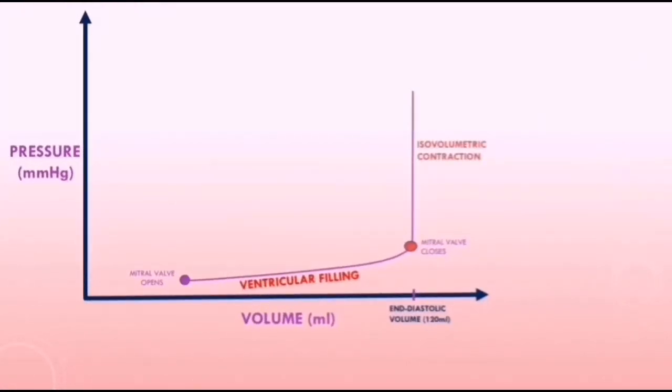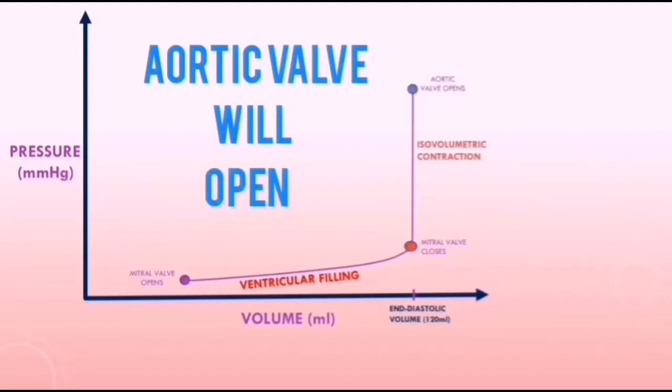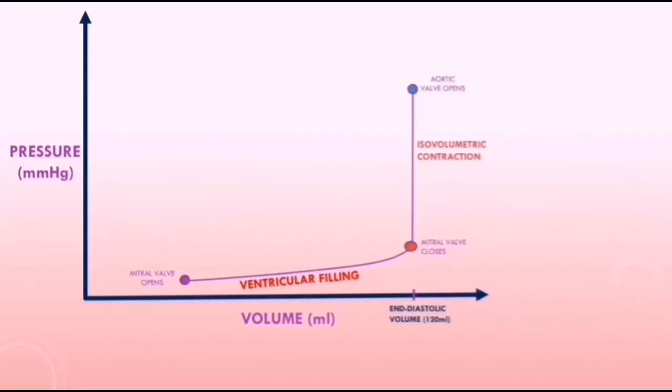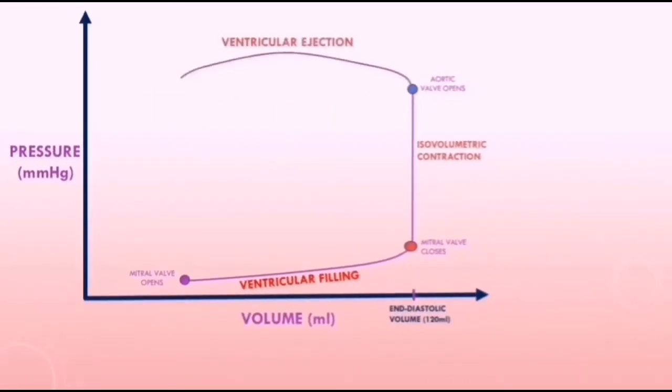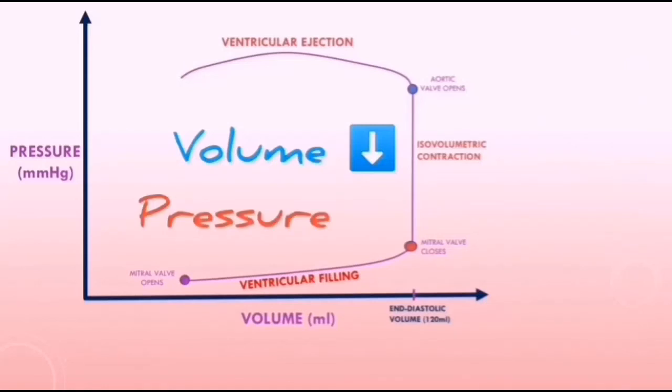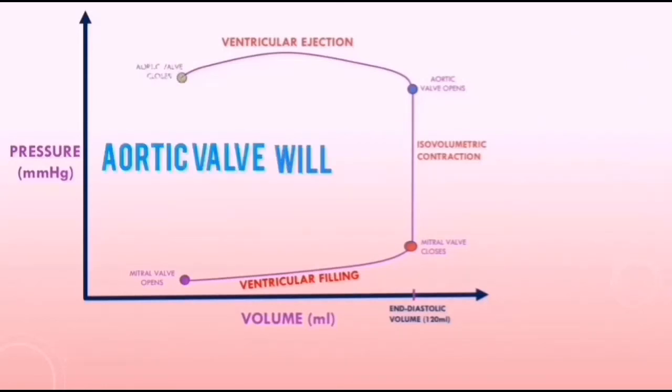The pressure in the ventricles will continue to increase, and eventually the pressure in the ventricle will rise above the pressure in the aorta, and then the aortic valve will open. The ventricle will continue to contract, and the blood will start to get ejected into the aorta. The volume in the ventricle will start to decrease, and eventually the pressure in the ventricle will decrease below the pressure in the aorta, and then the aortic valve will close.